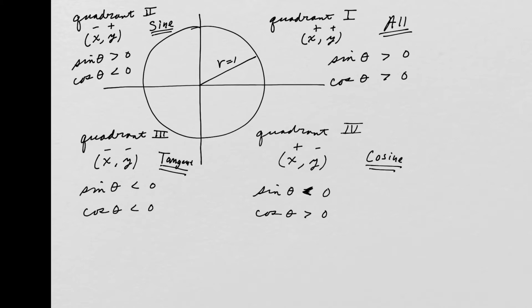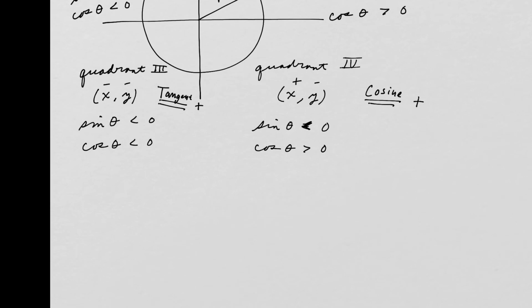In the fourth quadrant, the cosine is positive. Okay, so the ones I'm underlining are the trig functions that are positive. In the first quadrant, all of them are. In the second, the sine is. In the third, the tangent is. In the fourth, the cosine is. So one mnemonic that sometimes people use is "all students take calculus." At least that's the one I've heard. It's just a mnemonic to help you remember.